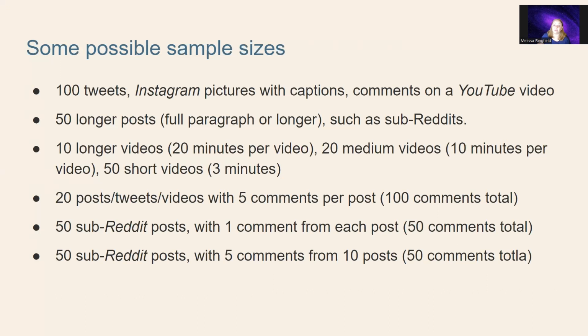Some students want to include a sample of both posts and comments, so consider the total number. You could do 20 posts with 5 comments per post for a total of 100 comments and 120 total texts. You don't always have to take a comment from every post. For example, you could have a sample of 50 subreddit posts, then take 5 comments from a random selection of just 10 of those 50 for a total of 50 comments and 100 total texts. Then these numbers are just suggestions, so you'll need to decide what works best for your needs.